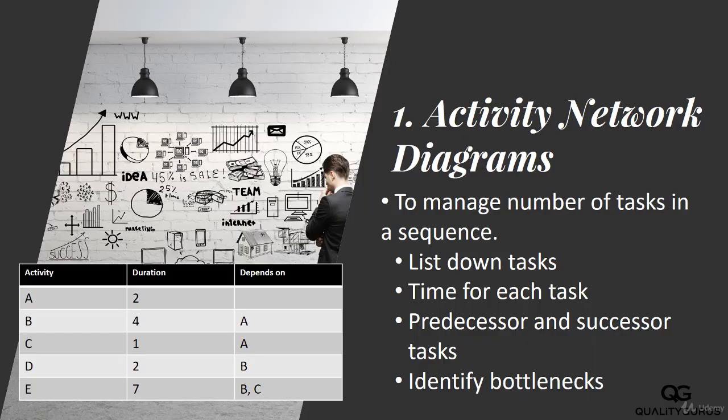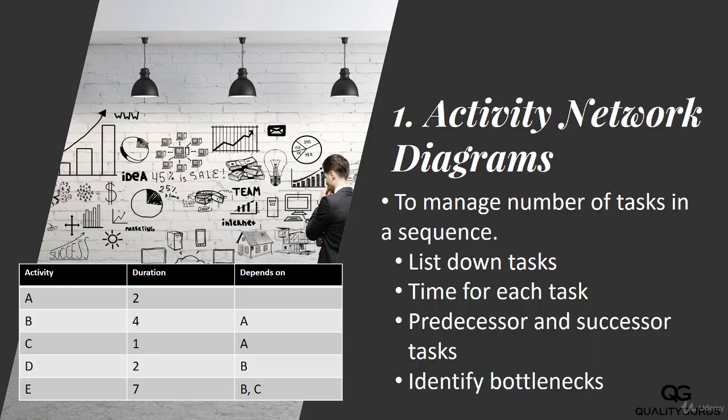The next thing we need here is the predecessor and the successor tasks. A predecessor is something which needs to be done prior to doing this particular task. Let's look at activity B. Activity B has 4 days of duration, so to do that activity, you need 4 days. But then that depends on A. What does that mean? To start activity B, you need to finish activity A.